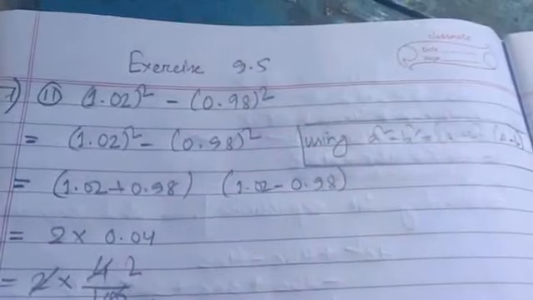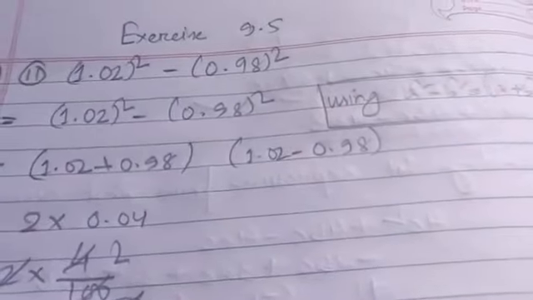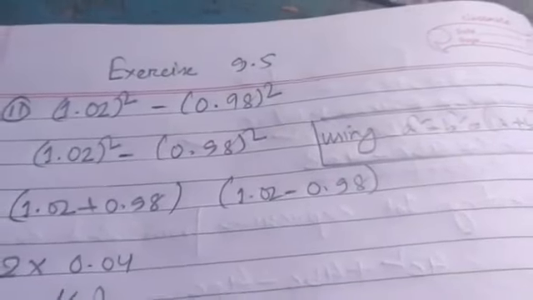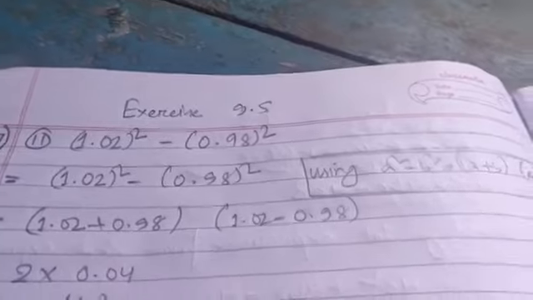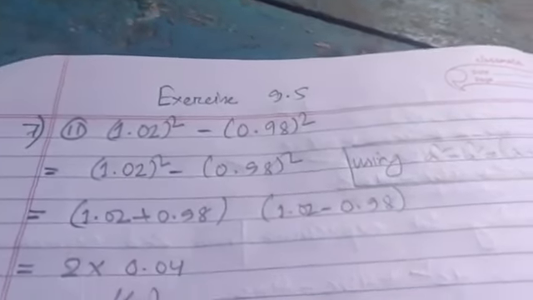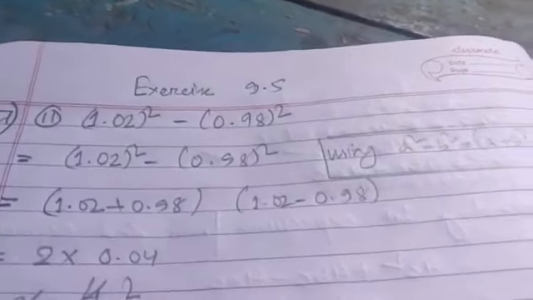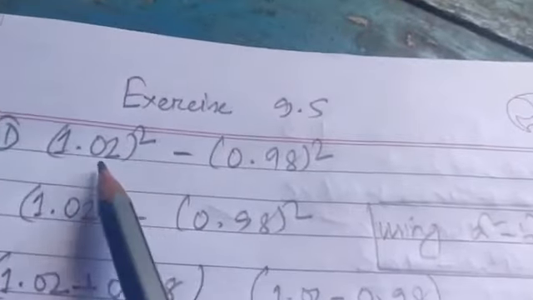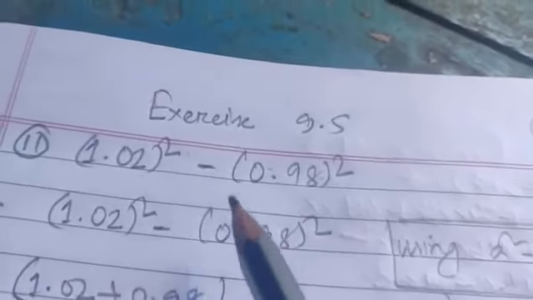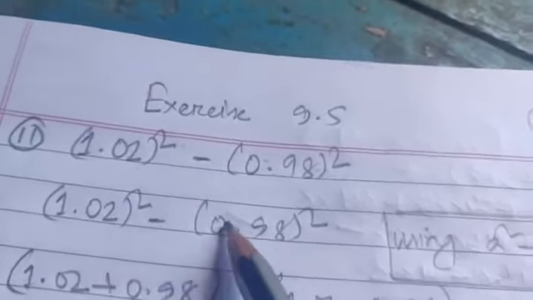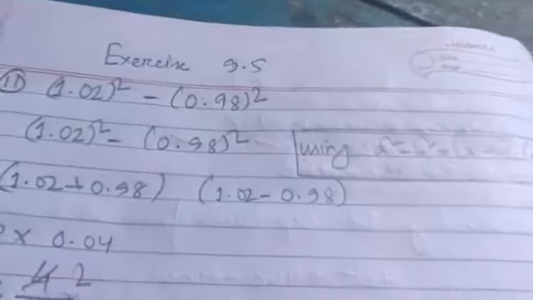Next exercise 9.5. Here you have to use identities. Identities means formula. So in which question which formula you will use? Sometimes they give it in the question, sometimes you have to use your knowledge. So in question number 7, they have already told in the question that you have to use a square minus b square equal to a plus b, a minus b formula. So your question will look like this: something square minus something square. You see here, something square minus something square. Exactly, the number is 1.02 whole square minus 0.98 whole square. So if you compare this one with this one, you see something square minus something square. Matching.